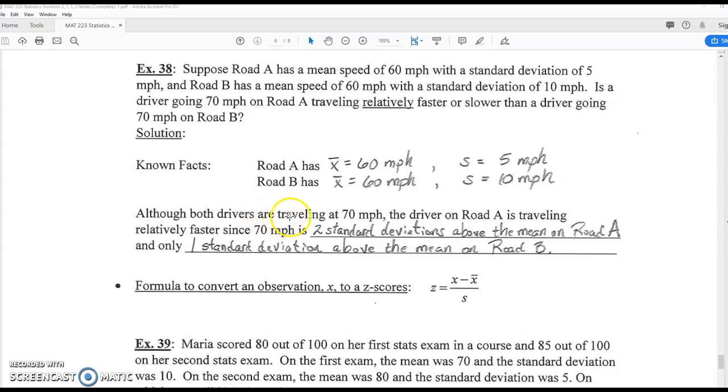Although both drivers are traveling at 70, the driver on road A is traveling relatively faster, right? Because 70 miles per hour is 2 standard deviations above the mean on road A, whereas it's only 1 standard deviation above the mean on road B. So that's a more unusual speed. In other words, it's not seen as much. So 70 miles per hour will seem faster on road A as it goes blowing by everybody.